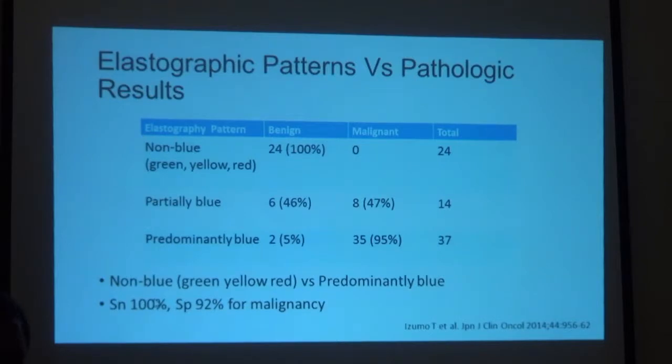So the sensitivity of categorizing lymph nodes as blue versus non-blue is 100%, and a specificity of 92% for malignancy. Not diagnostic, of course, small studies, but it can help guide you as to which lymph node to go after, maybe, and which part of the lymph node to go after, and give you some reassurance. And with that, I'll stop and take questions.